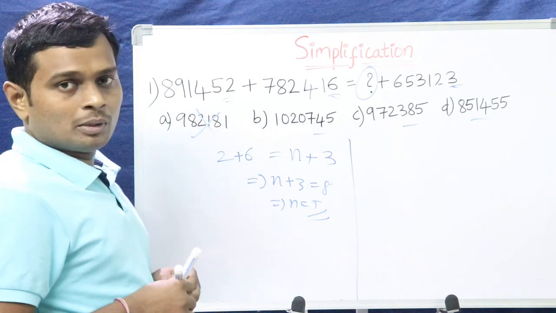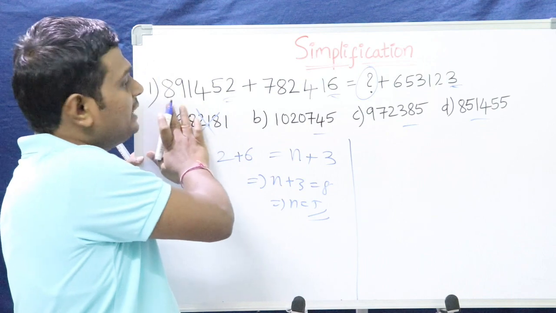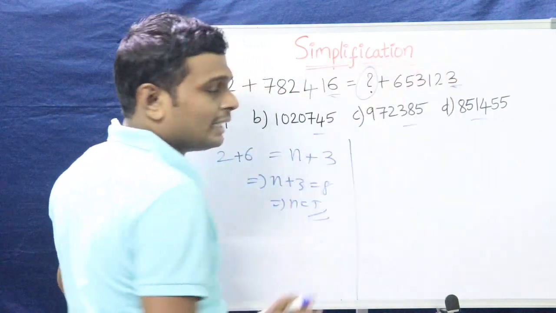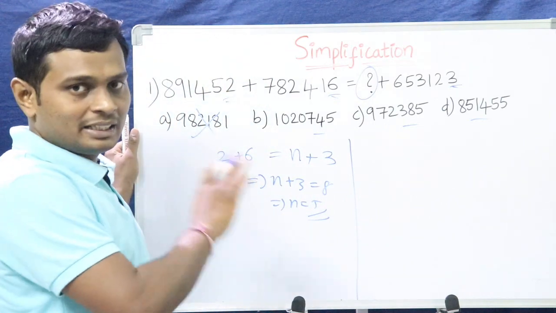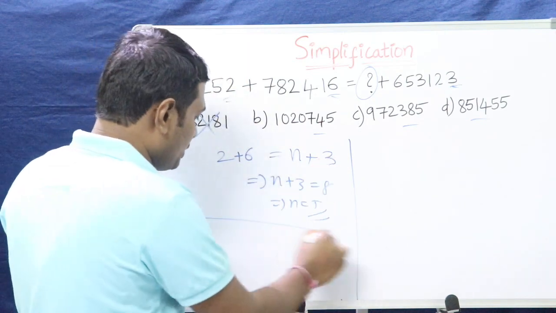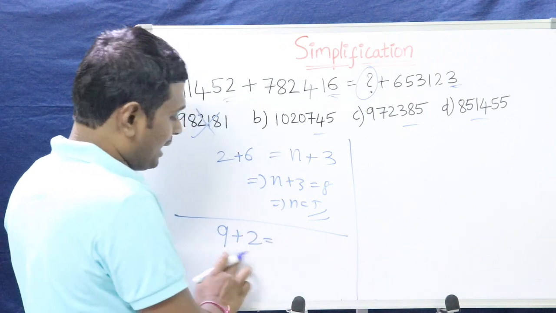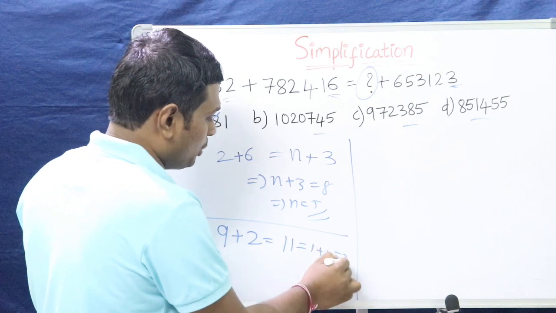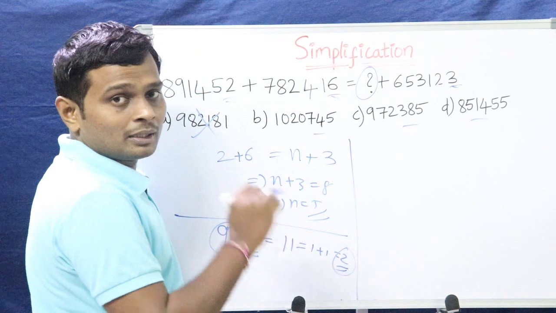In an addition problem, we can do one more thing. We can calculate the sum of the digits on the left hand side as well as the sum of the digits on the right hand side. Those should match in any addition problem. One more thing to remember: if we add anything with 9, let me add 9 plus 2, what do we get? 11. That means 1 plus 1 equals 2. If we add anything with 9, we get the same number.